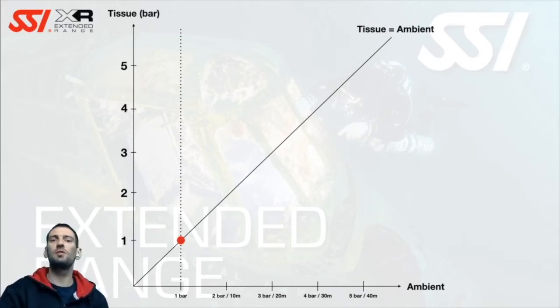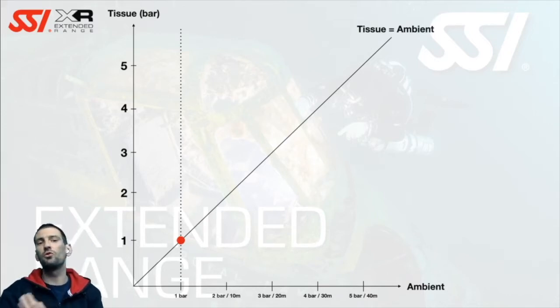Last example is when the red dot is here. This means we are on the surface. And this is the simplification I was mentioning in the beginning, or I would say even a lie. It's not exactly true, because right now you can see that the ambient pressure is 1 bar, which is correct, but the pressure in the tissue is 1 bar on the graph, which is not true. We know that it's actually 0.79.